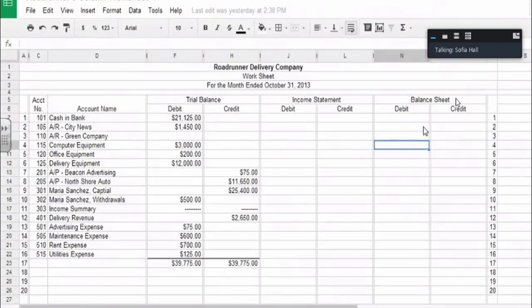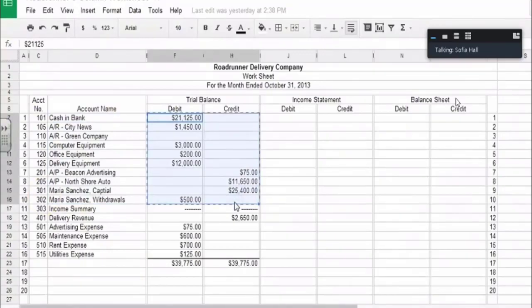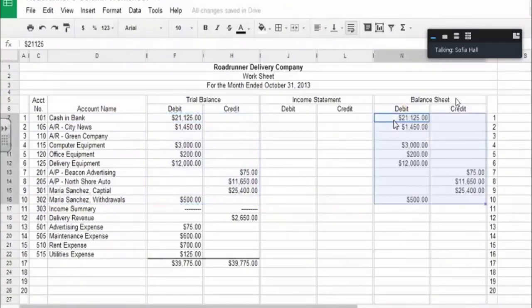The items that are going to be included on your balance sheet are your assets, your liabilities, and your owner's equity. So we have everything from the 100s to the 200s to the 300s, okay? Basically, all we're going to do is copy the debit and the credit column from that section and paste it over on the balance sheet. So we are only going to look at our permanent accounts, our asset accounts, our liability accounts, and our owner's equity, okay? And our owner's equity does include withdrawals.